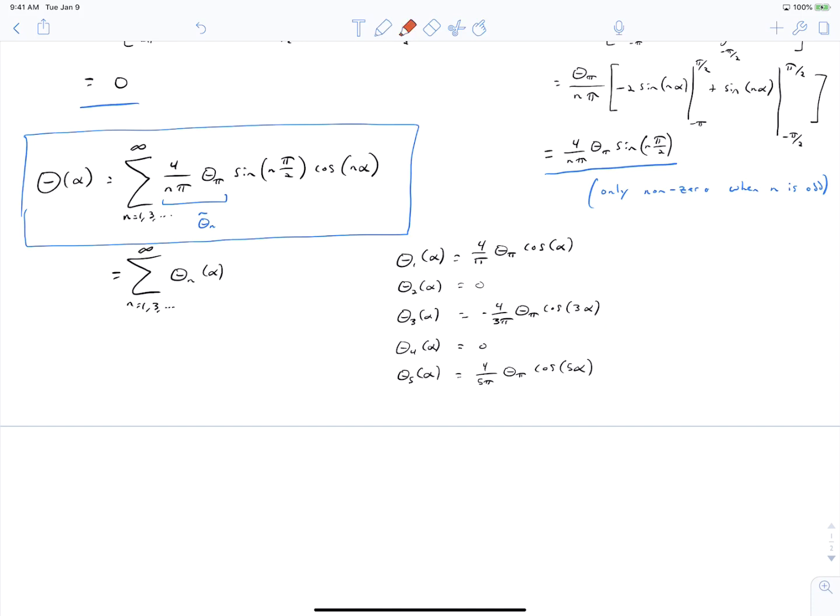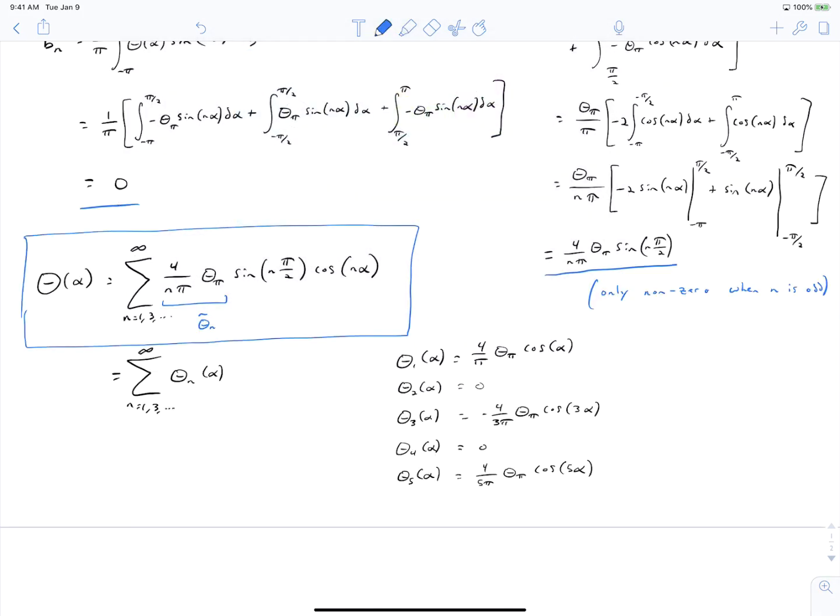And to write each of these harmonics, I'm just evaluating this expression up here. I'm plugging in a value of n for this theta sub n. And that is what I get here. So when n equals 1, this expression evaluates to 4 by pi times theta pi times cosine of alpha. When n equals 3, we get a negative because the sine of 3 pi by 2 is negative 1. And then we get 4 by 3 pi times theta pi times the cosine of 3 alpha. In summary of this example, this is the Fourier series representation of the current linkage of our full pitch coil.